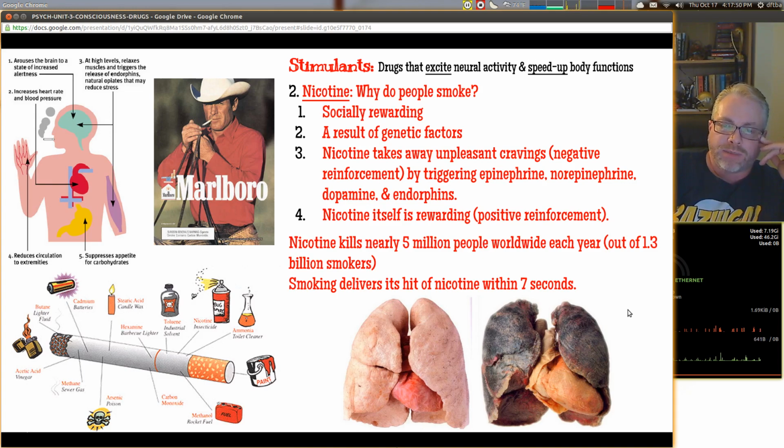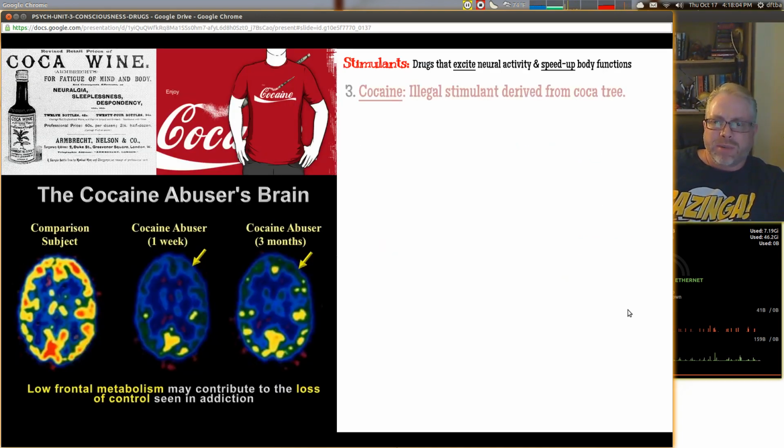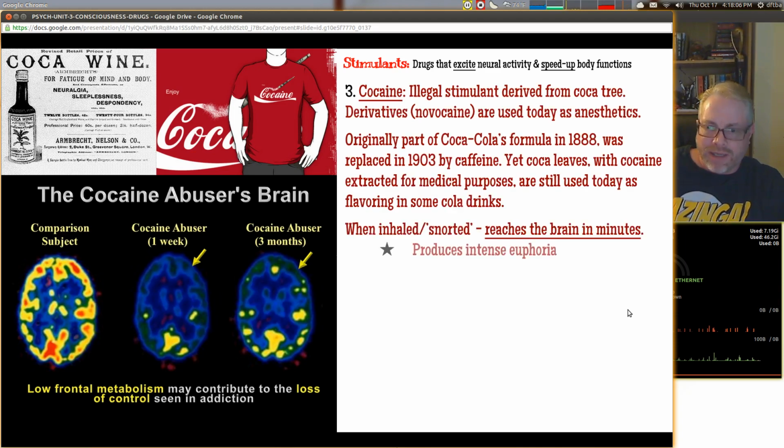It boosts your system. Nicotine kills nearly 5 million people each year. We have about 1.3 billion people worldwide who smoke, and it delivers a hit of nicotine within 7 seconds. So let's look at some other stimulants, drugs that excite neuroactivity and speed up the body. This one is one you do not want to mess with, that's for sure, and it's called cocaine.